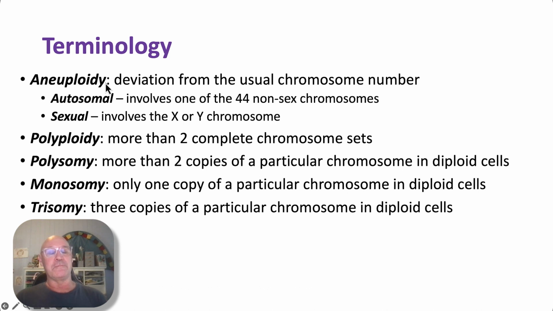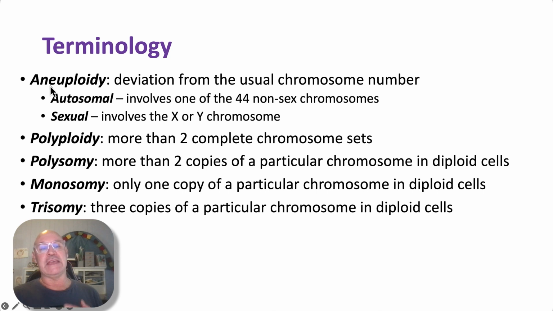So, first of all, aneuploidy is any deviation from the usual chromosome number. Now, we've actually seen ploid before with haploid and diploid. Remember, we're talking about all of the chromosomes. Haploid was half the number of chromosomes, and that's in the gametes. And diploid is where we've got the somatic cells, where we've got 2 homologous chromosomes for each of the chromosomes. So we've already talked about ploid.